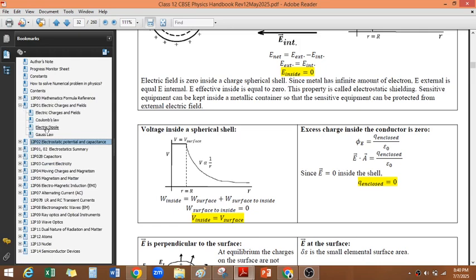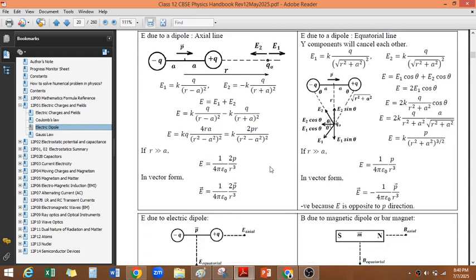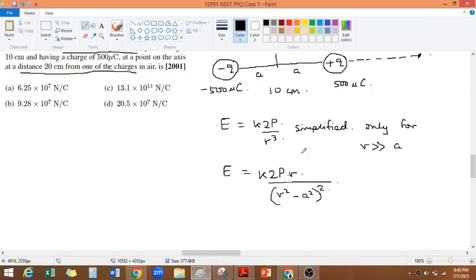Electric charges, electric dipole. Electric dipole, yeah. 2pr divided by r squared minus a squared whole square. Okay, so you see only when this is very small, this will become like this. So I think my formula is correct. Substitute all these numbers, you will get the answer.